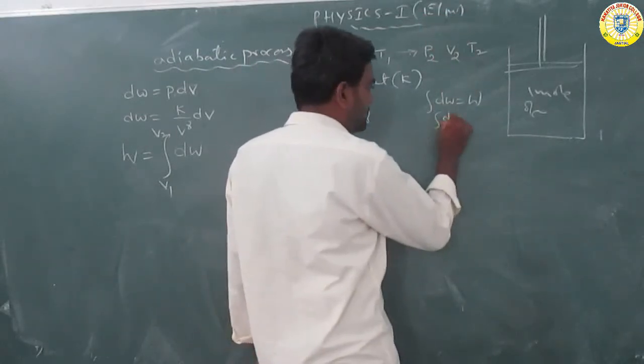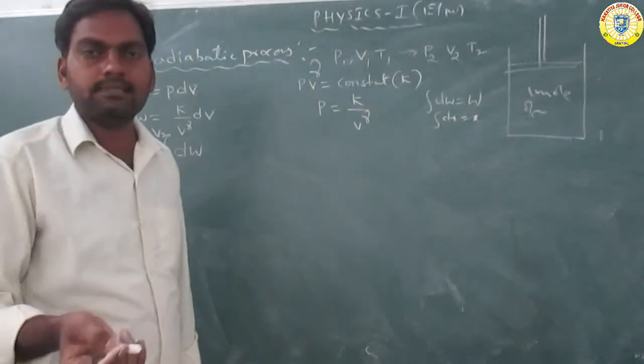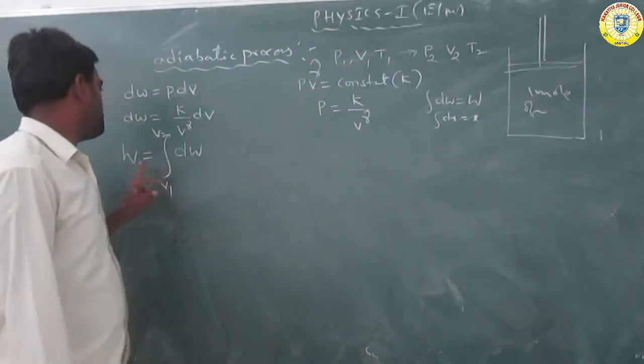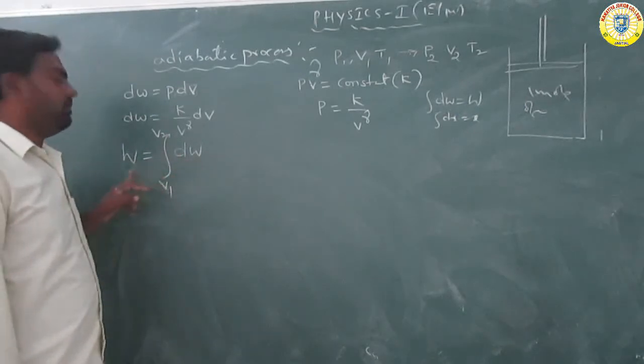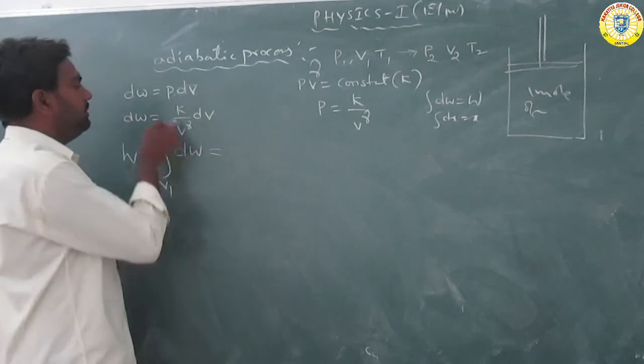Integration of dx is equal to x. Integration of dy is equal to y. Integration of ds is equal to s. Here also, the integration of dW is equal to W. So dW we already know.